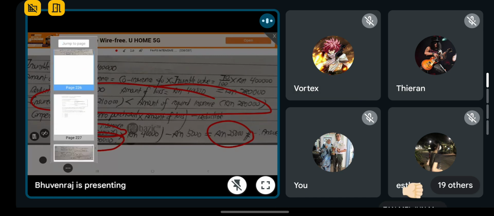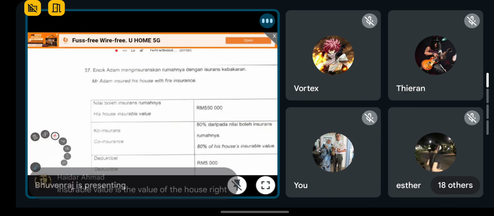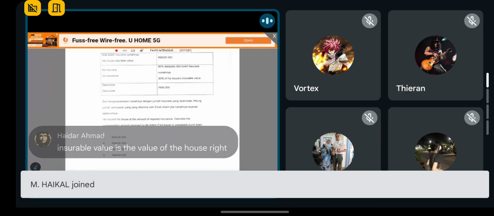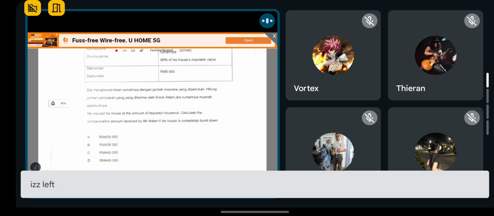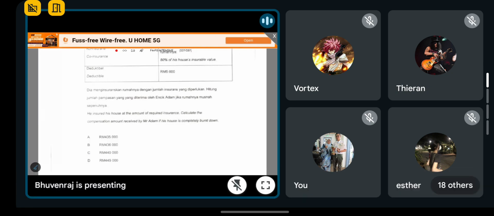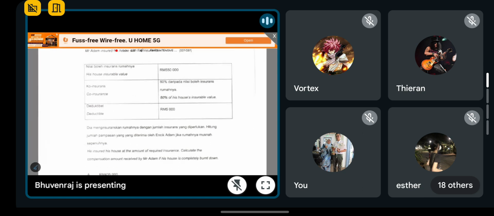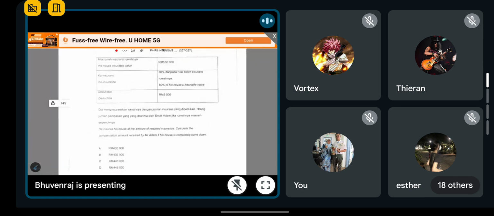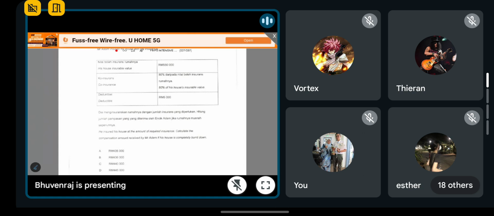Okay, so we go next one. You can see guys, objective question also love to ask on calculation. Soalan objektif pun suka pasal pengiraan. Yes, correct. Insurable value usually value of the house, nilai rumah tu. Okay. So, can you guys try this one? Yang ni pun agak sama.